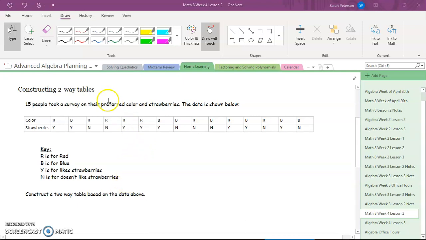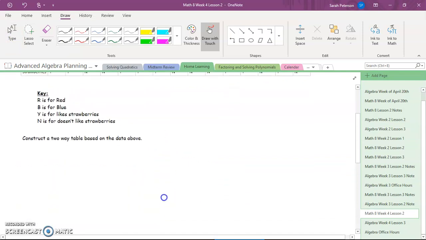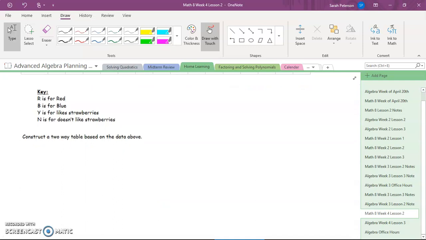So out of this data, I've got to figure out what kind of questions they probably asked the people in the survey. I have a feeling they might have asked, do you prefer red or blue? Because their only answers for that were red or blue. And then another question would be, do you like strawberries? Yes or no? You won't necessarily have to do this in your practice, but you will have to fill in some things and be able to identify the questions. So I'm going to construct a two-way table.